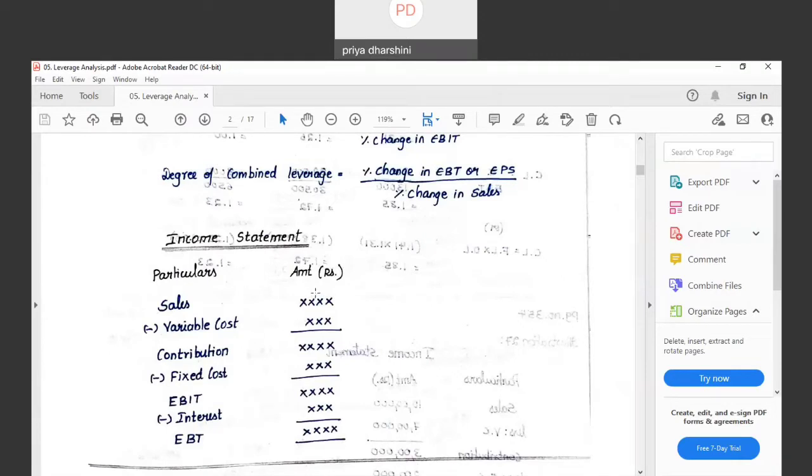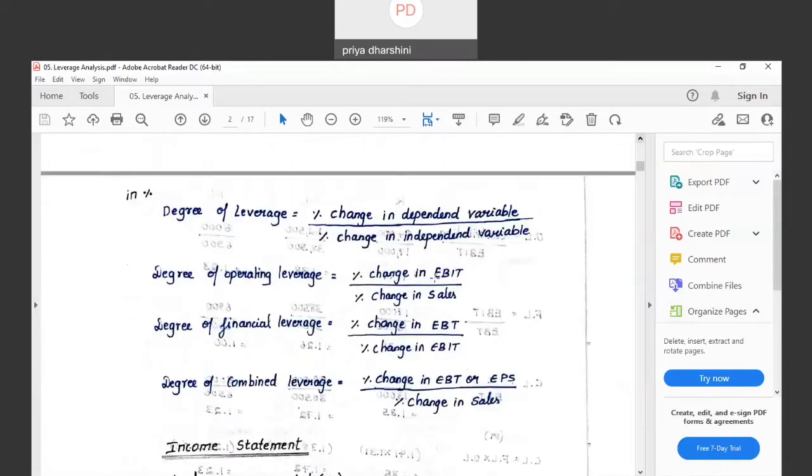So how do you measure the degree of leverage? It is percentage change in dependent variable divided by percentage change in independent variable. When it comes to operating leverage, I am bothered only about the fixed operating cost. So after fixed operating cost, what is my profit? It is EBIT. This EBIT is dependent on sales. So percentage change in EBIT divided by percentage change in sales. That is degree of operating leverage.